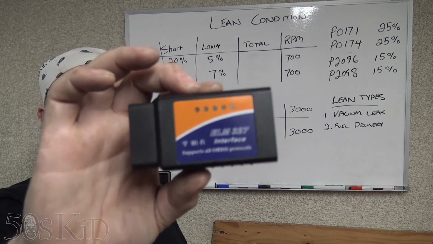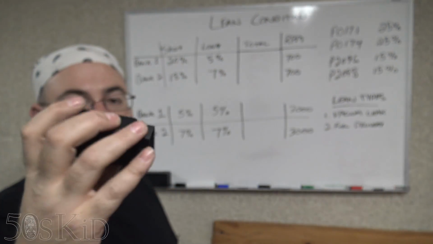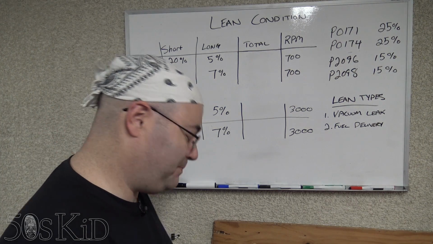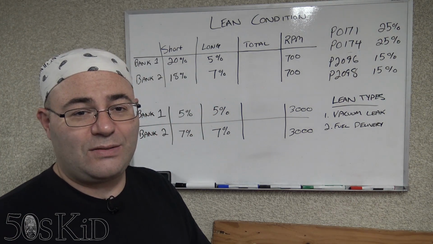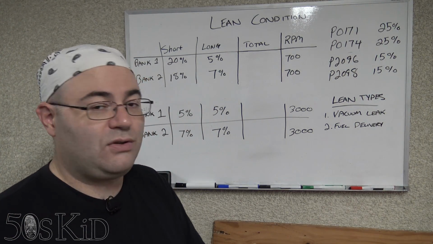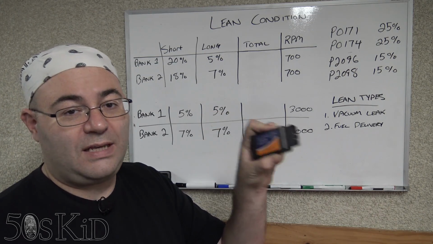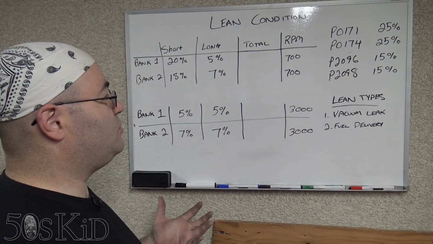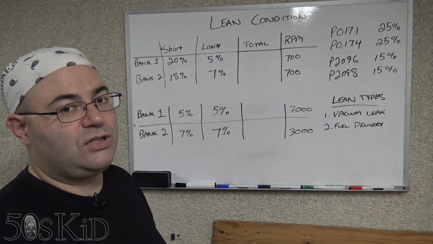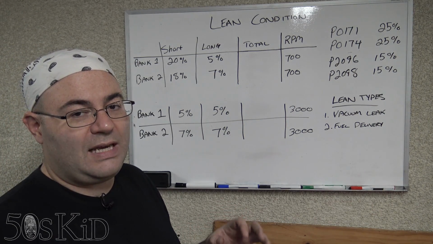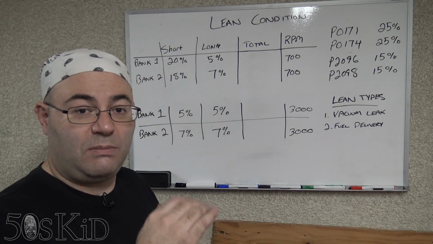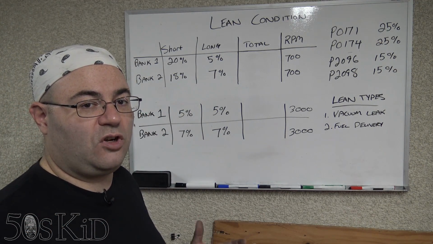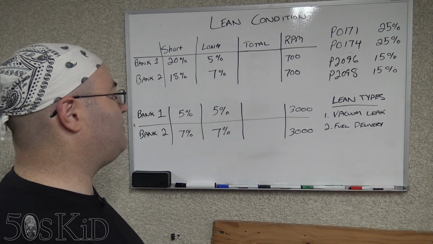You could also get one of these ELM 327 interfaces. This one is a Wi-Fi one. You can get those on eBay. They're really, really cheap. And then you can use a smartphone with one of these. That'll give you live data. That'll give you your fuel trim numbers. Fuel trims are how the engine corrects an imbalance in the air to fuel combustion ratio. So you need to look at these numbers in order to determine what type of lean condition you have.